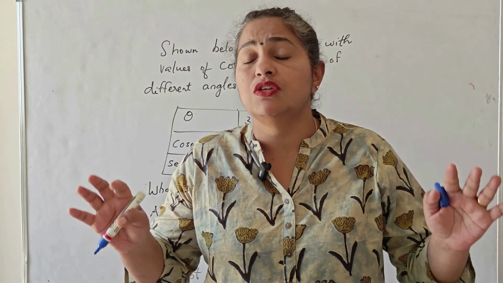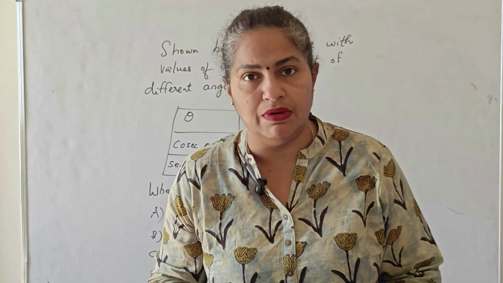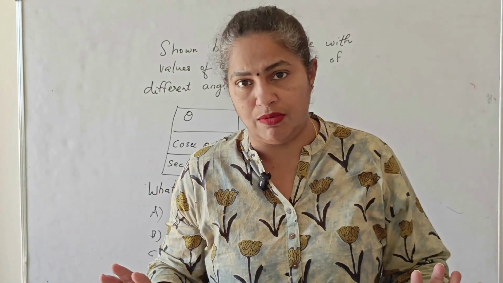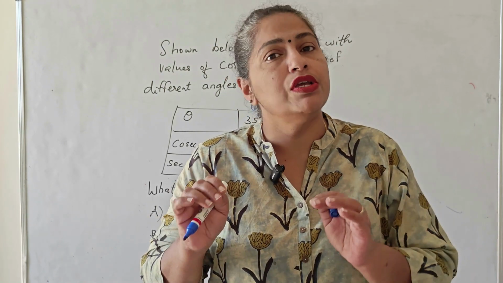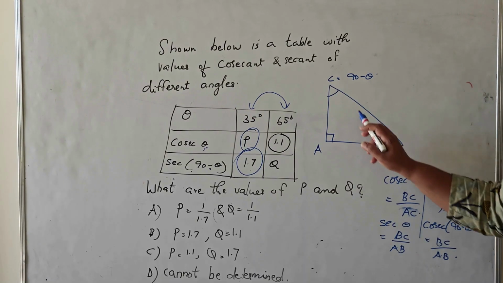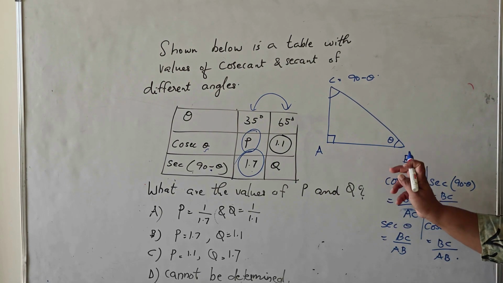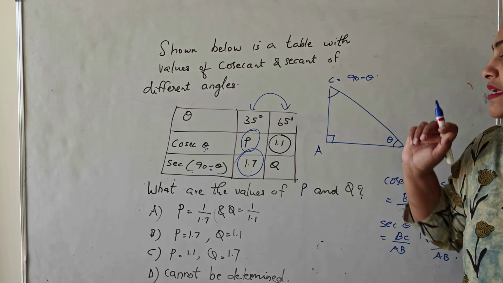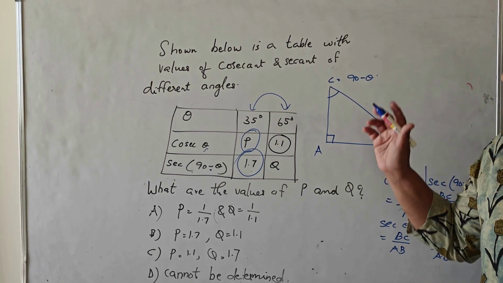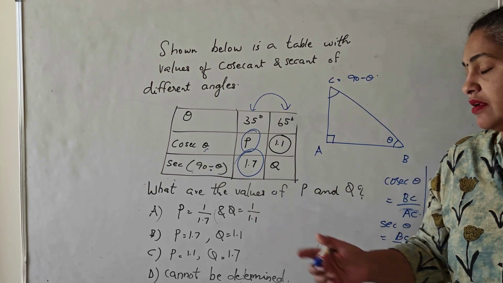Let us suppose you assume that you have no idea about complementary angles or you somehow forget the formulas during the examination. So how do you tackle this sum? Let's have a look at this right angle triangle where angle A is 90 degrees. If angle B is theta, angle C can be marked as 90 minus theta. You get it from the sum of angles of a triangle.